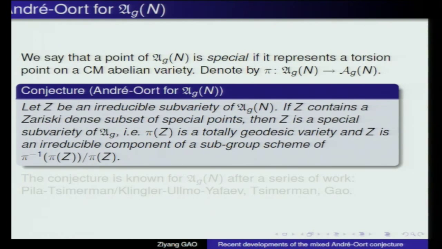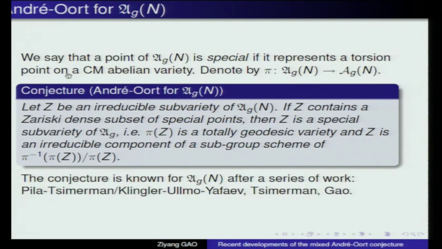Special subvarieties, I will give another definition in the next page, but here I want to say that in this particular case, there is a very good modular interpretation. It means that pi of Z is a totally geodesic variety with a special point. I didn't write it here because the special point is given for free. So for the base, we ask it to be a totally geodesic variety. And on the fiber, Z must be an irreducible component of a subgroup scheme. So the statement is really similar to the dimension 1 case.